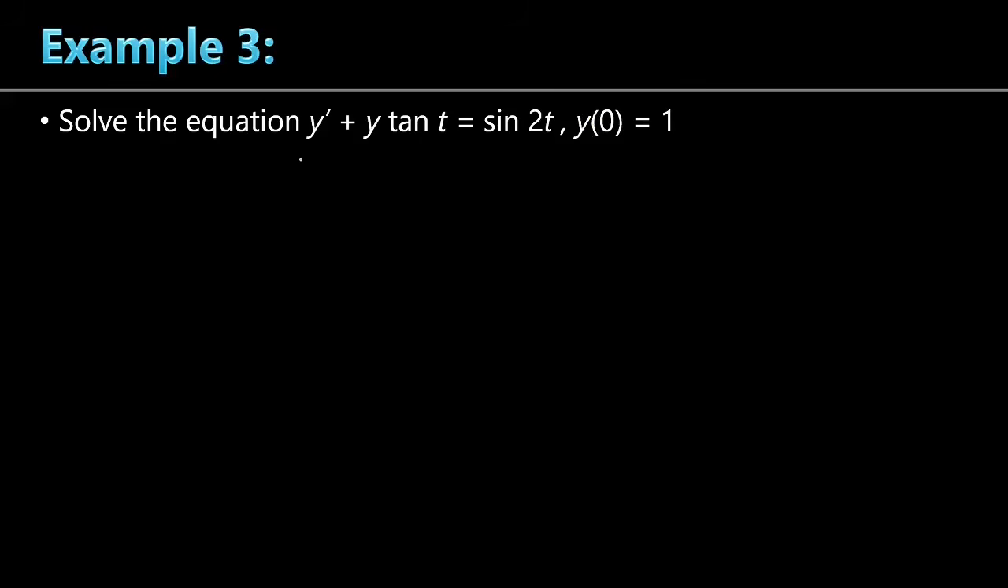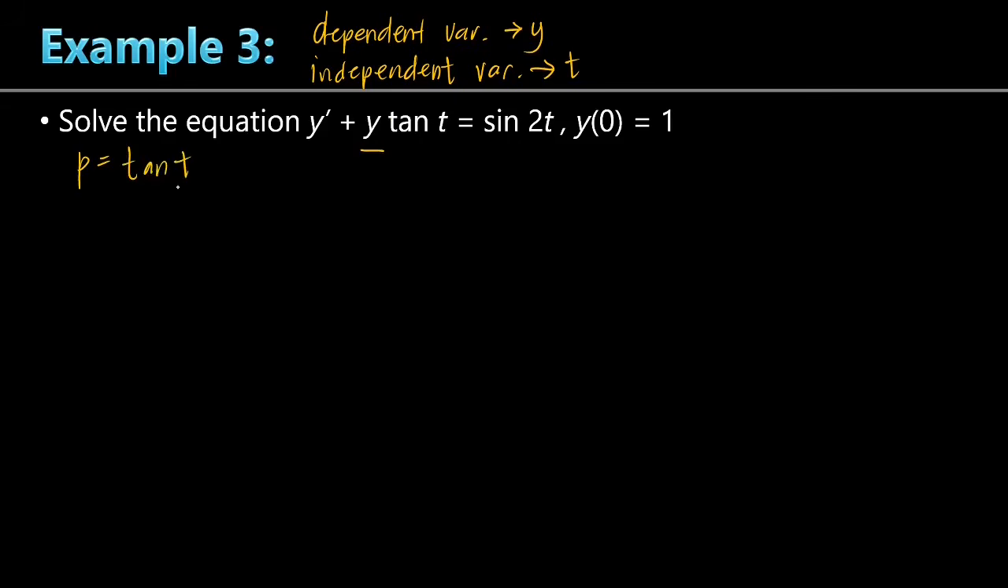No? Now, is this in standard form? Yes. Okay. Pero kahit na yan ay naka-standard form, pansinin mo ang dependent variable ay y. Diba? So, the dependent variable is y and the independent variable is now t instead of x. Now, what is our p? P is the multiplier or coefficient of the dependent variable. So, ang multiplier ng dependent variable na y ay tangent t. Yan. Tan t. At yun namang q ay ito, sin 2t.